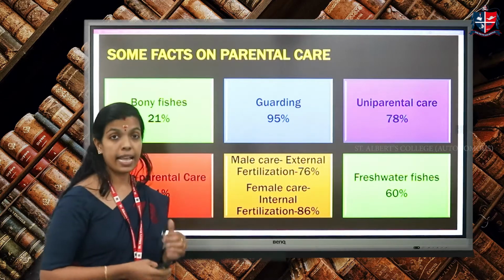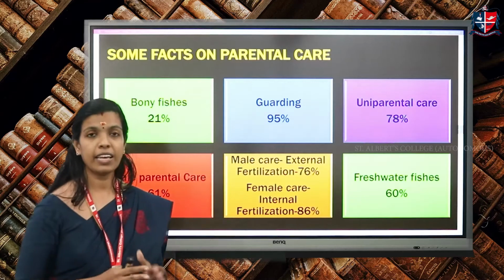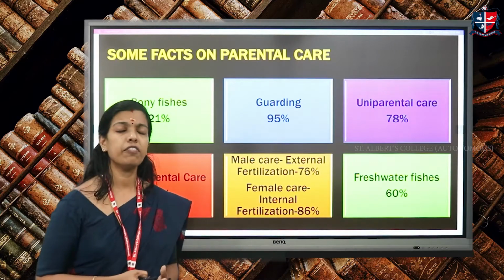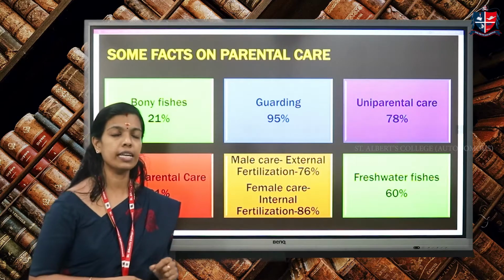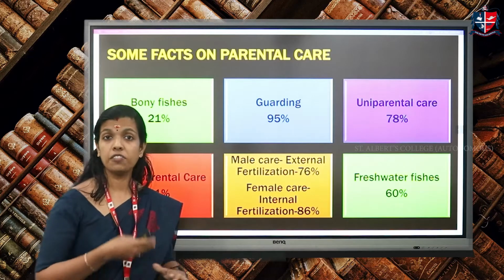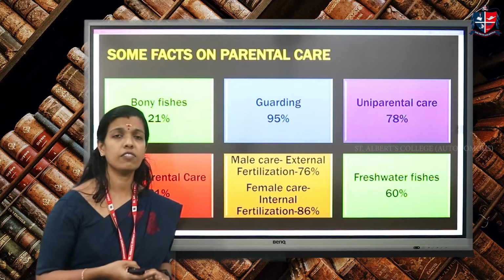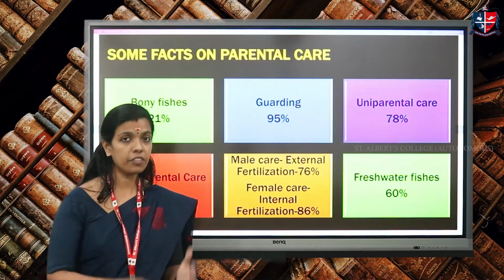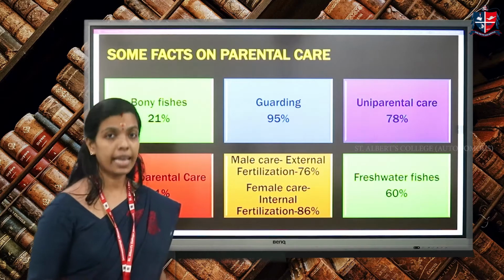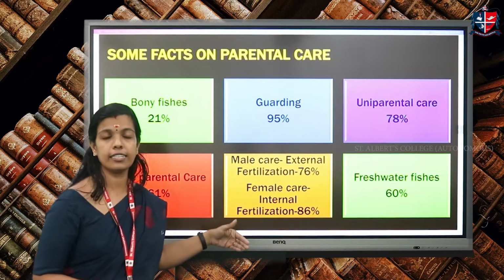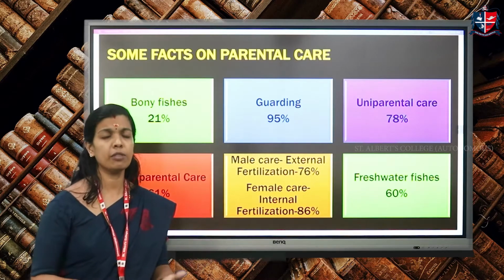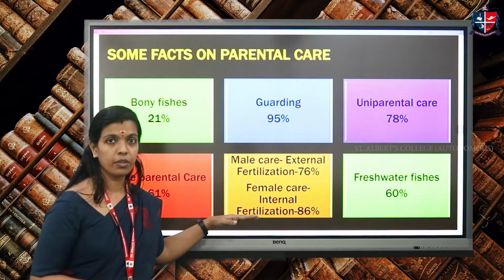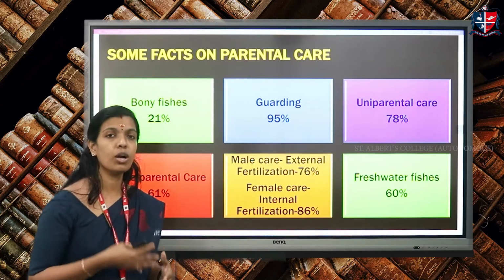I said it is uniparental care, wherein either the male or the female would be caring for the eggs, and 61% of the males would care for the young. One thing to be noted here is, in the case of external fertilization, that is in oviparous fishes, the male would be caring for the young. So that is a general fact. Wherein the fertilization is external, the males would be caring for the eggs, and wherein the fertilization is internal, that is viviparity, giving birth to young ones, it would be cared for by the females. They are giving birth to the young ones, so the female is the one who cares for them.